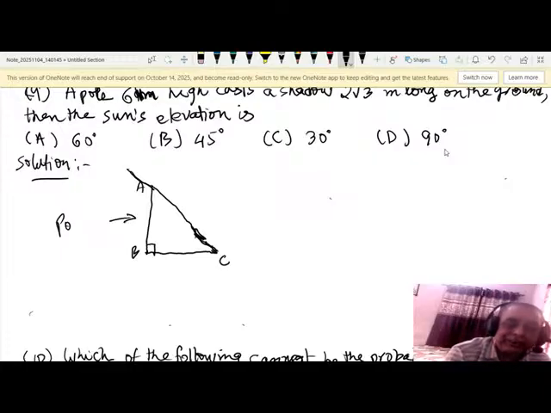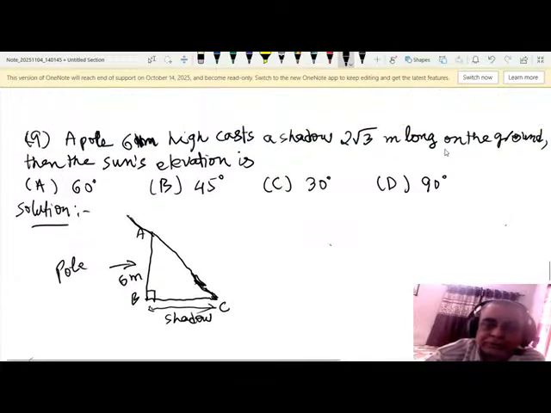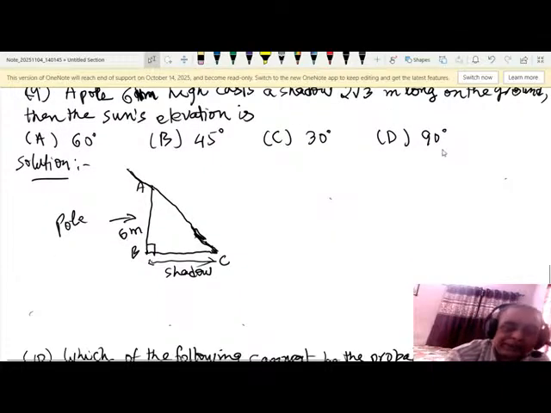Now this will be the shadow. It is touching here at C. So this will be the shadow of the pole. Now the height of the pole is given in the question. It is 6 meter. And the length of the shadow is also told to us. It is 2 root 3. Now it is asked, what is the elevation of the sun? So this angle is asked. So this theta degree is the elevation of the sun.